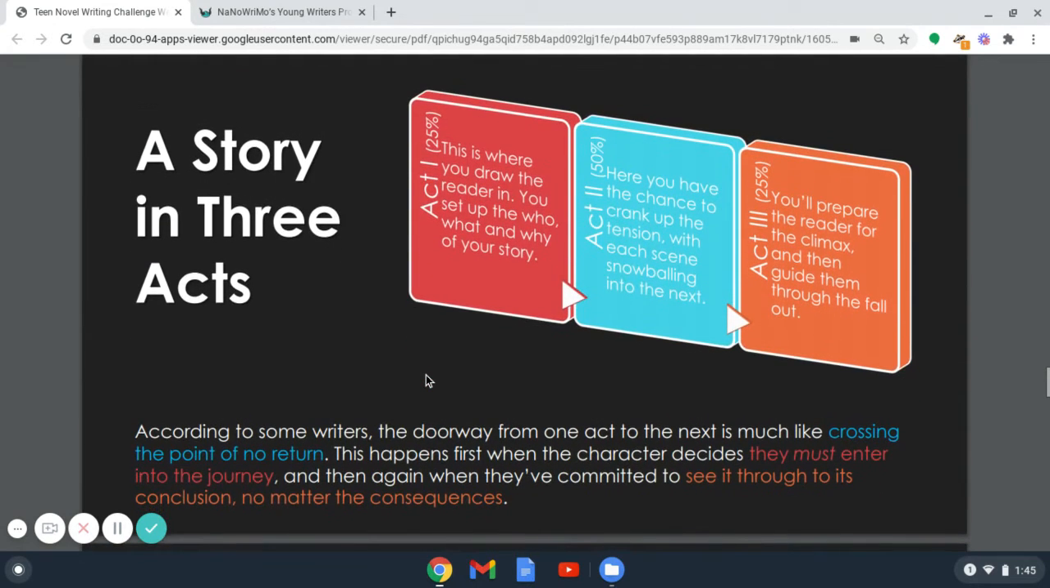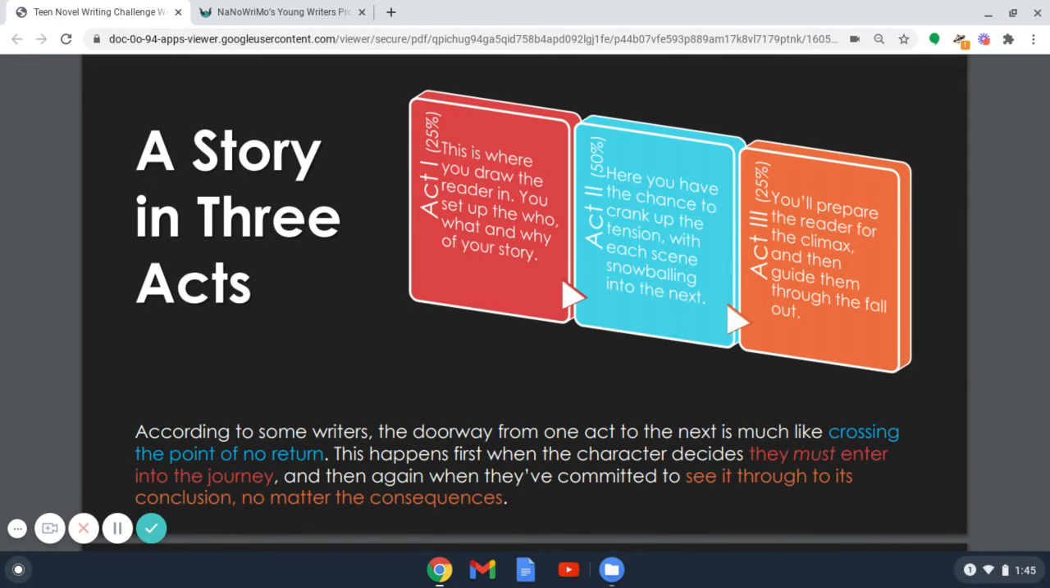One way to think about your story and the movement and the amount of tension is this idea of the story in 3 acts. So according to some writers, the doorway from one act into the next is kind of like crossing a point of no return. It happens first when your character decides they must enter into the journey, that it has to be them, it can't be someone else, they have to do this. And then again, when they've committed to see the action through to its conclusion, no matter what happens.